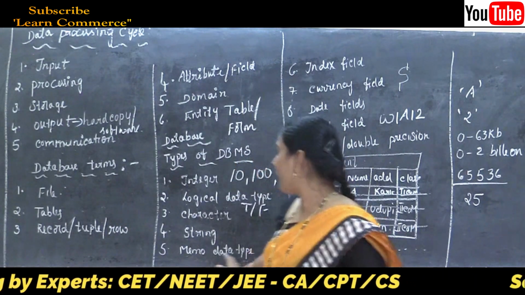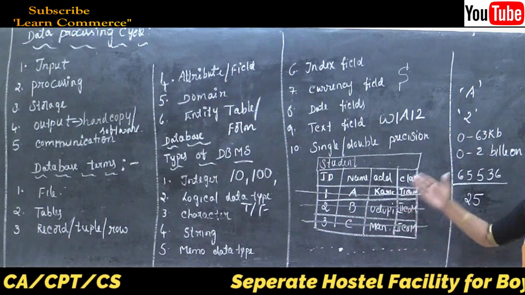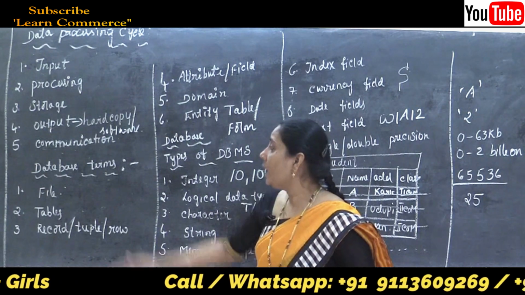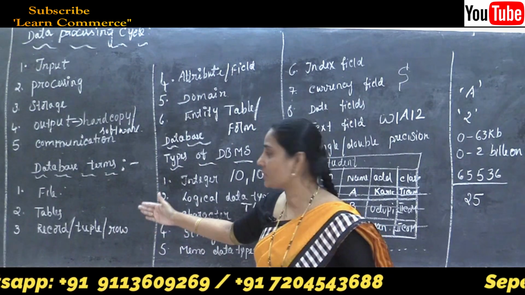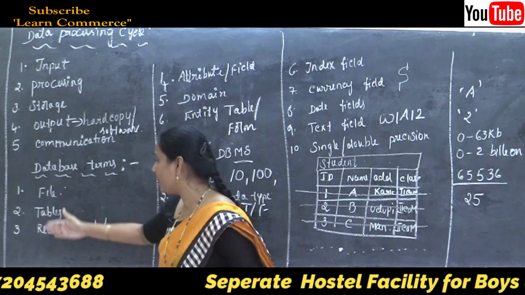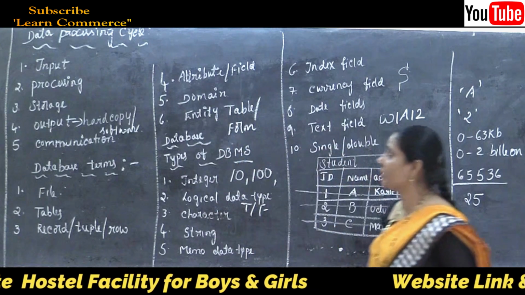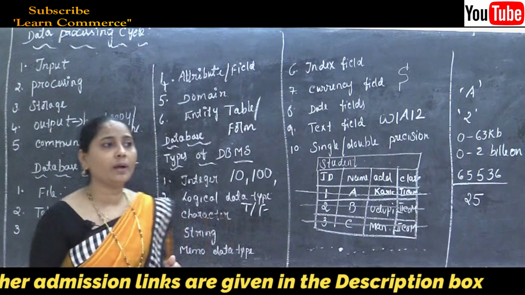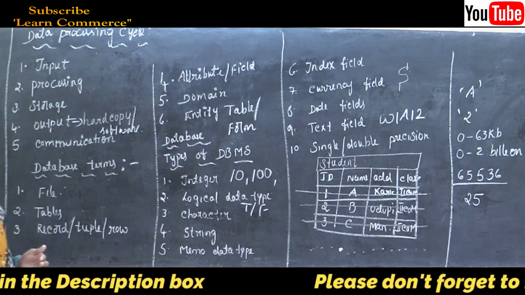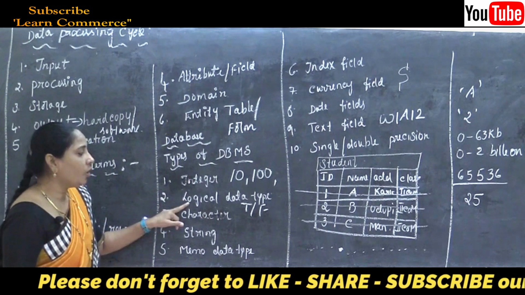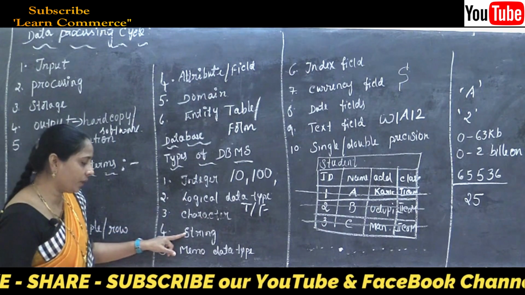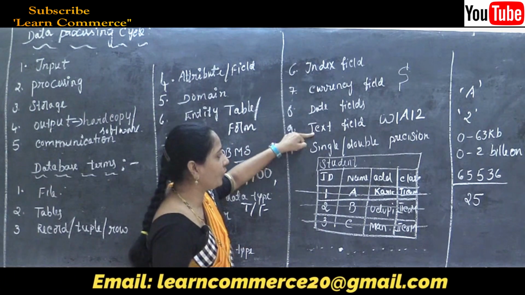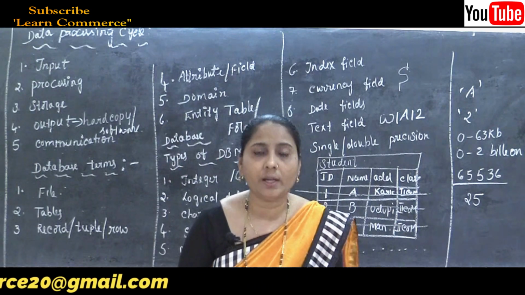Clear this point? So in this video we have already completed some information about the data processing cycle and database terms. It's a very important chapter, with important concepts about file, table, record, tuple, row, attribute, field, domain, and entity table, and later some information about the data types of the DBMS. The data types of the DBMS are integer, logical data type, character, string, memo data type, index field, currency field, date field, text field, and single and double precision. Clear? Okay. Thank you.